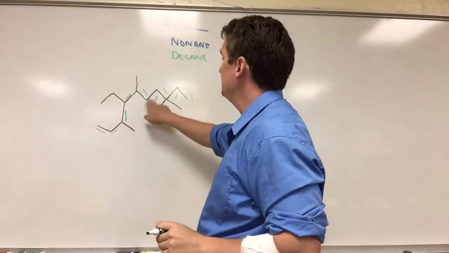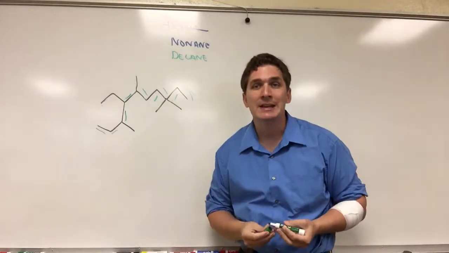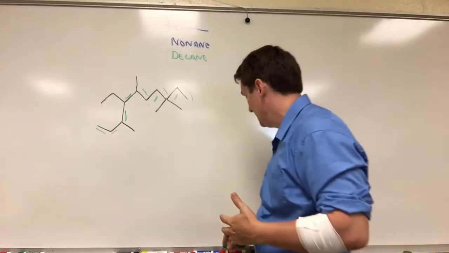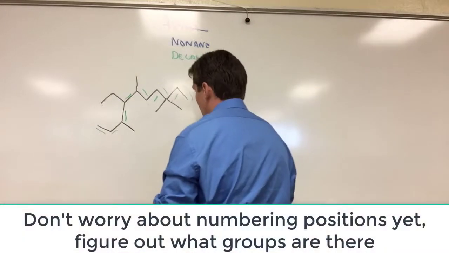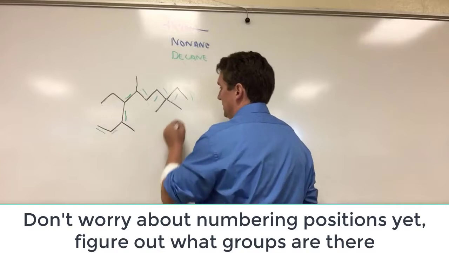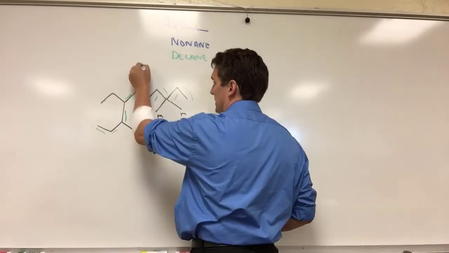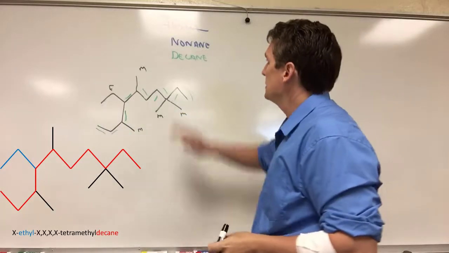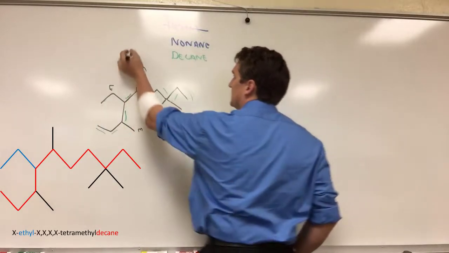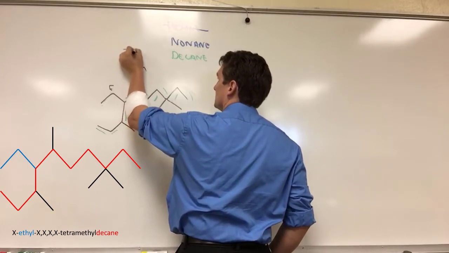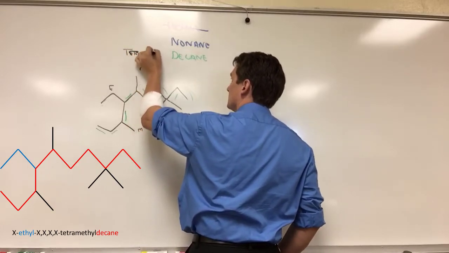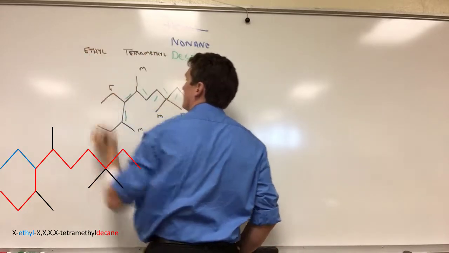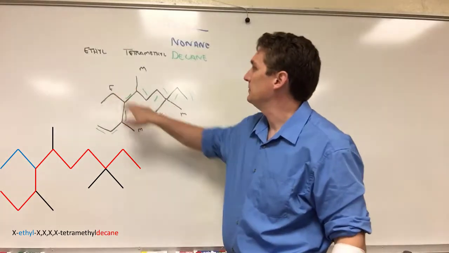So the next thing is to identify the groups that are on it. Now we're not going to worry about naming, and we're not going to worry about giving positions yet. We just want to identify what branches are on it. So if we look at it, we've got a methyl, a methyl, a methyl, a methyl, and an ethyl group. So our decane is going to be tetramethyl and ethyl. So we have an ethyl group here and 4 methyl groups.